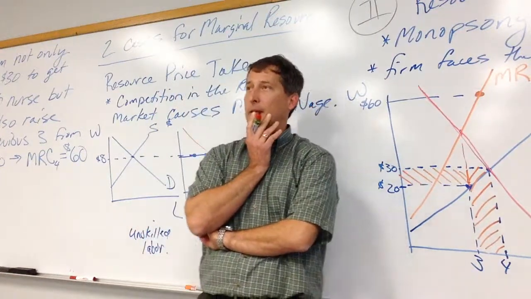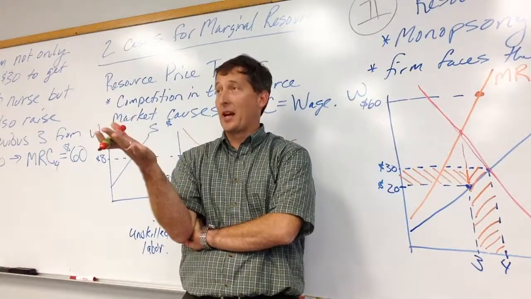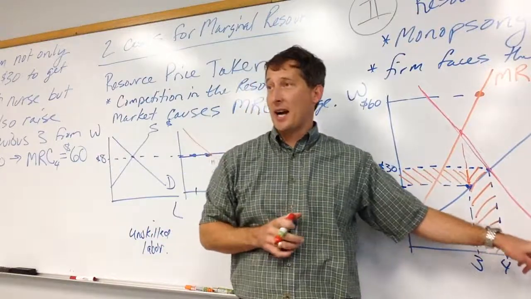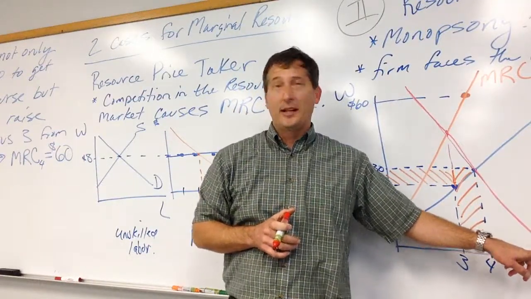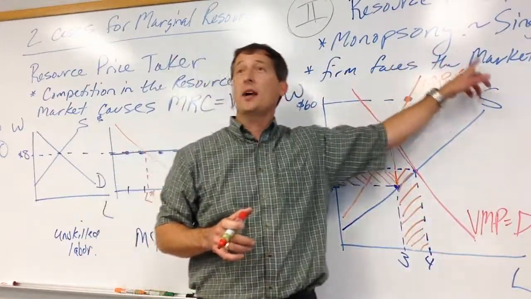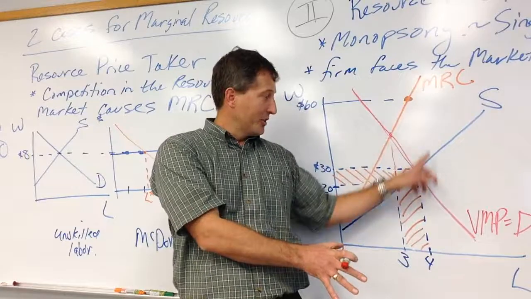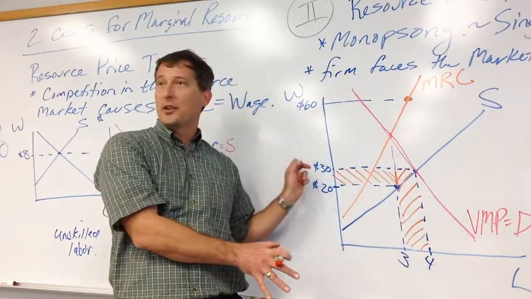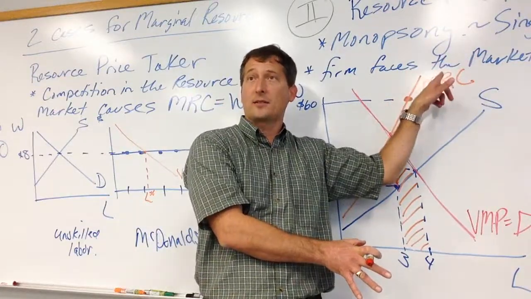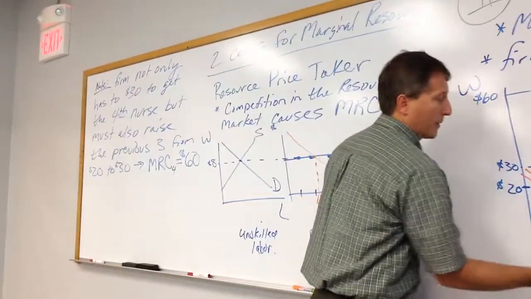Why 3? Marginal resource cost equals the demand, which is the value of the marginal product, right? So does this make sense? A hospital should hire an additional nurse if the value of that additional nurse is at least as much as the cost of that additional nurse. Under these circumstances, the cost of that additional nurse is not the wage of 30, but the overall effect to the cost because of having to bump the other ones. So we're going to hire 3 nurses.